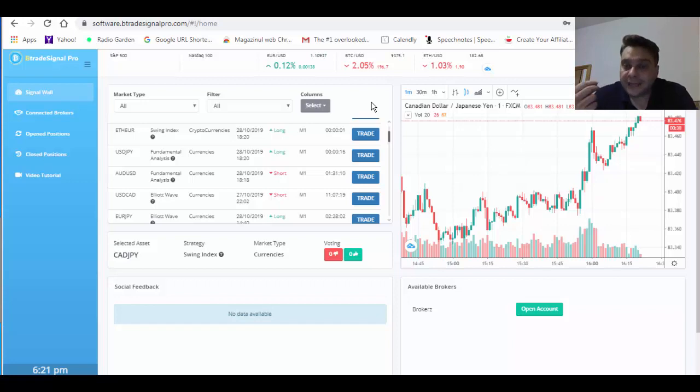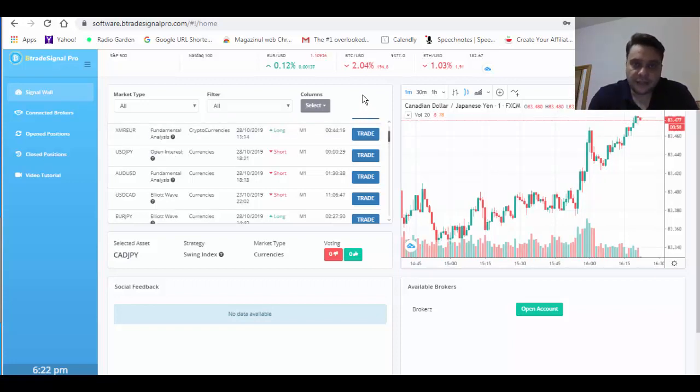Today's update is this: if you are familiar with my previous videos about Btrade Signal Pro, when you clicked on the trade button you couldn't see exactly if the software had placed the trade into the broker account. But now they made an update, and when you click on trade, it will redirect you right into your broker account and you can see exactly the particular trade that you have placed. This is a big, important update in my opinion, and it's good that they changed it.